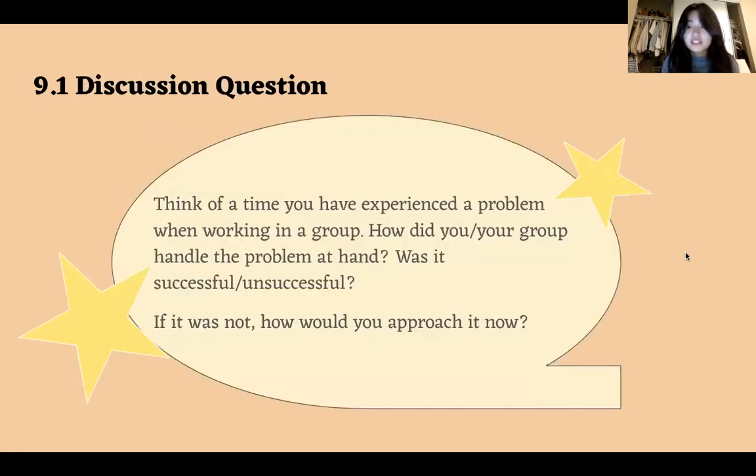So the discussion question for 9.1 is basically just think of a time that you have experienced a problem when working in a group, and how did your group handle that problem, and was it successful, was it unsuccessful? If it was not, how would you approach it now, learning these concepts that I have just talked about in 9.1?